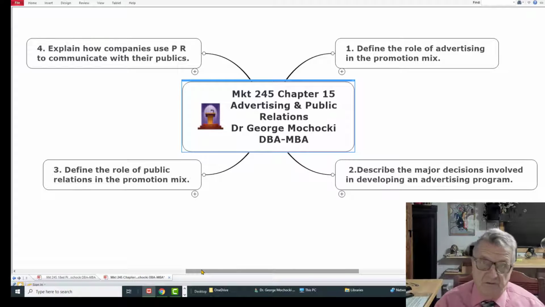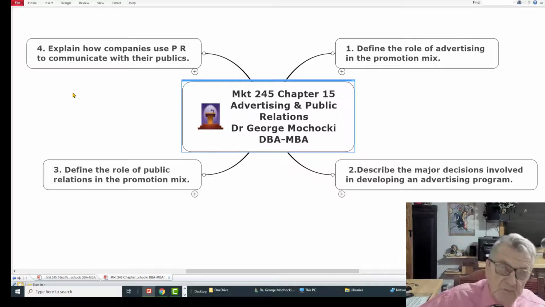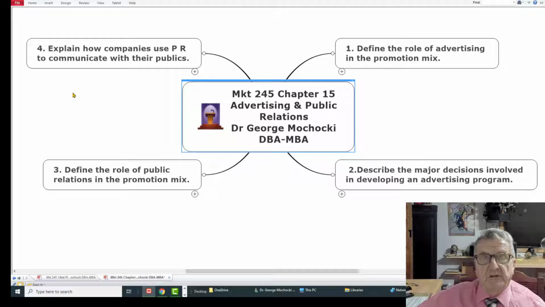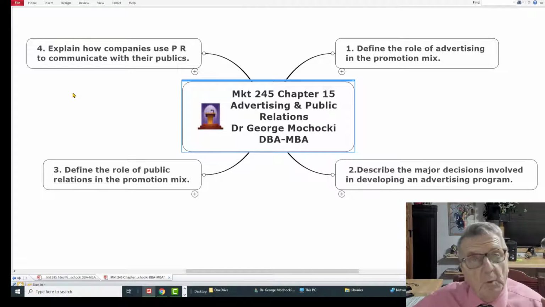And then the third is define the role of public relations in a promotional mix. Public relations is monitored, even though I don't control the message completely, but I could position myself where the message and the story come out to hopefully be more favorable to my brand and to my product or service I'm trying to promote. And then lastly, explain how public relations communicates with the public. What are the tools that public relations uses to communicate the message from the corporate or the company's or brand side perspective?